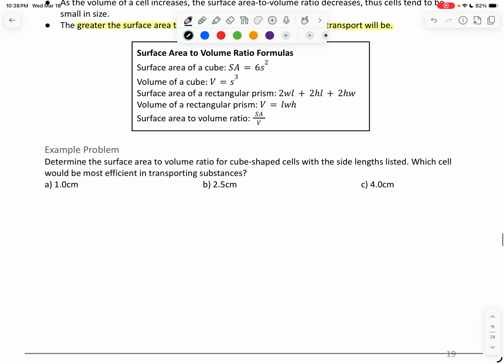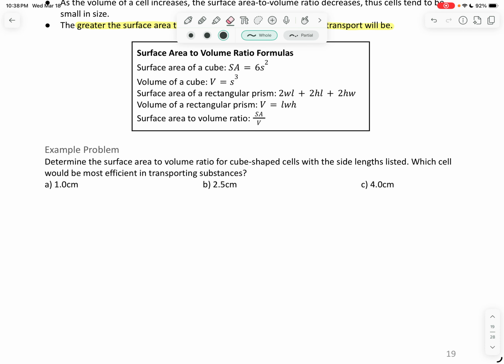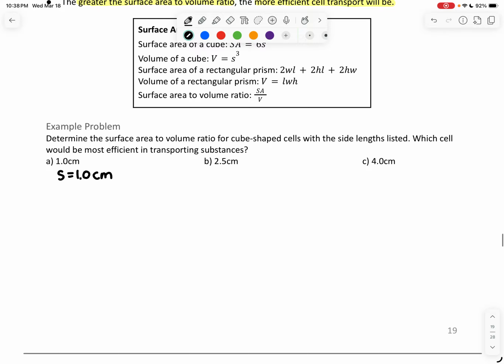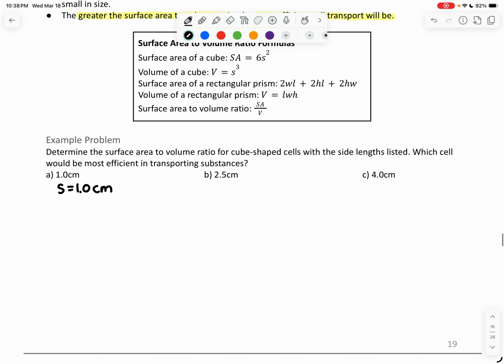So you have to find a surface area and volume. So there's two things you're gonna have to find, okay? They give you one side, okay? So this is 1.0 centimeter, saying this is one side, okay? So S equals 1.0 centimeters, right? All you have to do is, okay, so it's a cube shaped cell, right? So all you're gonna do is quite literally just plug in the formula. So over here, I'll highlight the surface area of a cube formula.